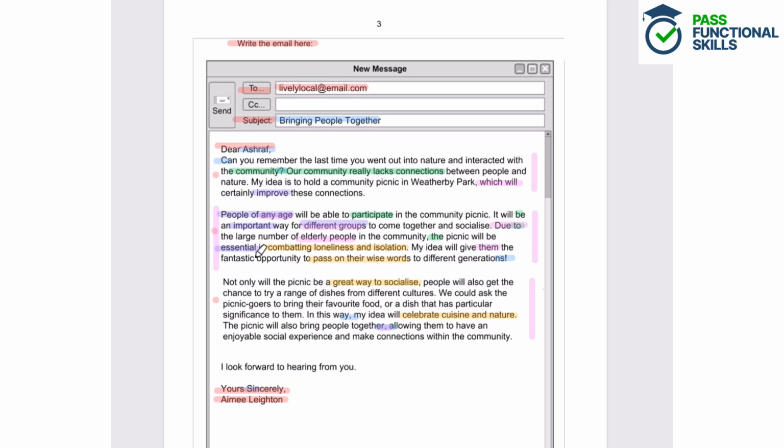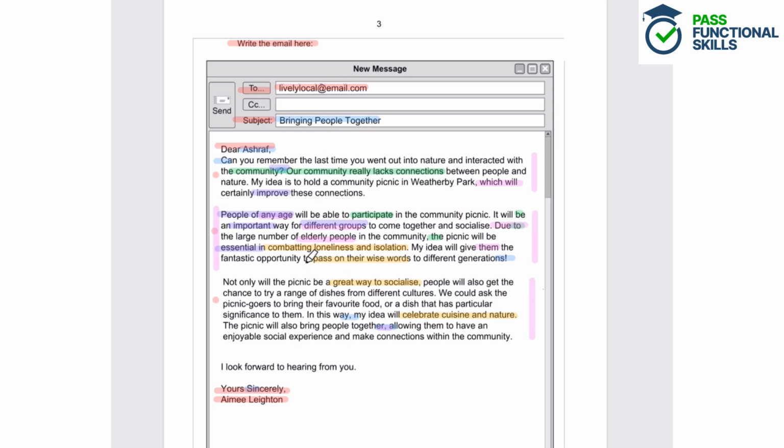It's not just something that would be nice, it's something that's actually crucial to bring the community together. We've also got that question at the start that we mentioned earlier, and that really draws the reader in and gets them thinking about the event in a positive way.